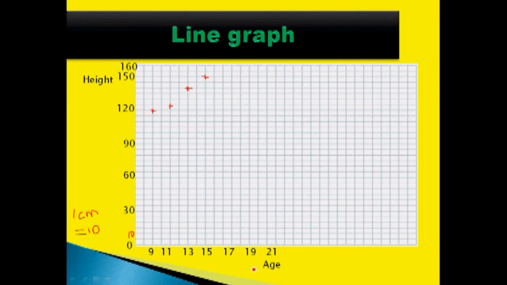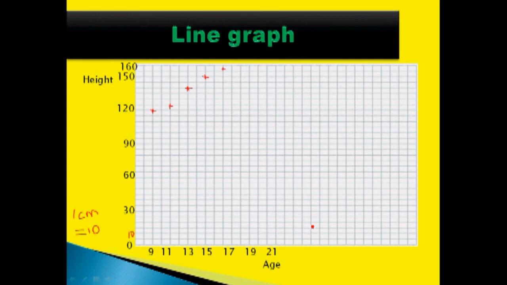Good. She was 17 now. She became what? 157.5 centimeters. So if this is 150 right here, then this will be 155. So 2.5 more, which is half of 5, will be right here.